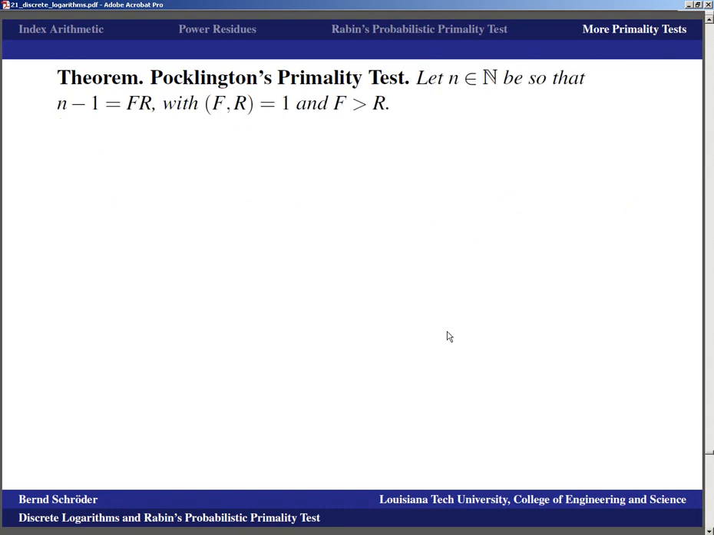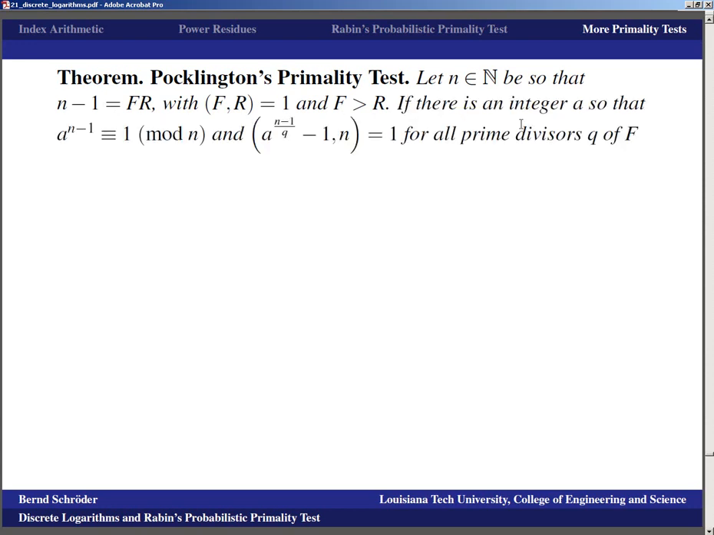And so the test is Pocklington's primality test. If we take a natural number n, so that n-1 has a factorization f times r, where the greatest common divisor of f and r is 1, and we want f to be the bigger factor. If then there is an integer a, so that a to the n-1 is equivalent to 1 modulo n, so that means that Fermat's test doesn't give us any information. But if it's also the case that the greatest common divisor of a to the (n-1)/q minus 1 with n is 1 for all prime divisors q of f, then n is prime.